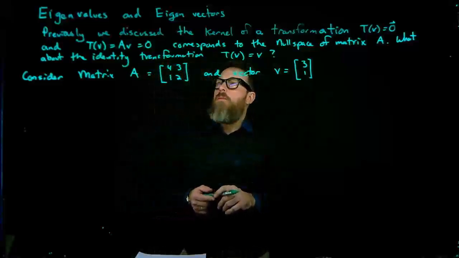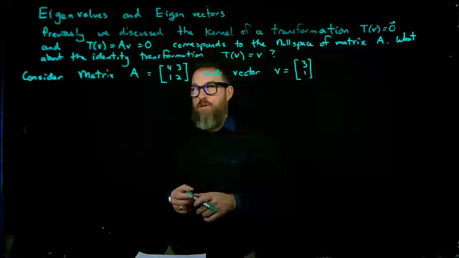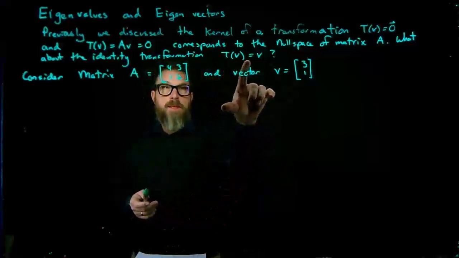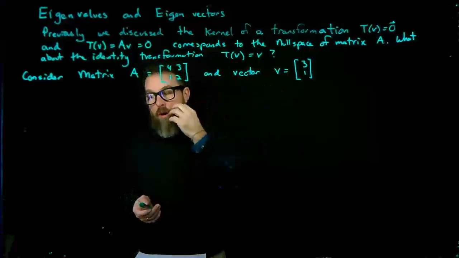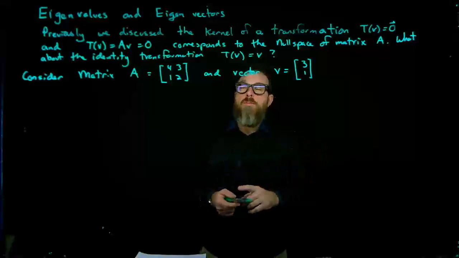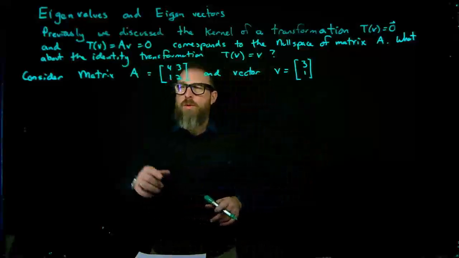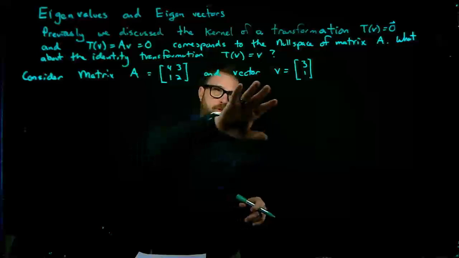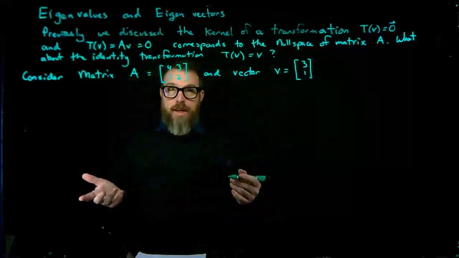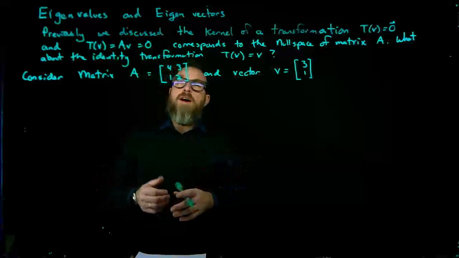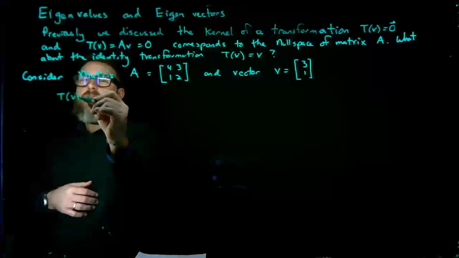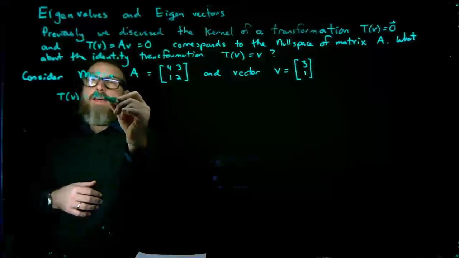So we've talked about when this matrix multiplication is equal to 0, when the transformation spits out 0, but what about, say, the identity transformation? What about when T of v is equal to itself? So when does the vector v map or transform directly to itself? So I want to consider this matrix A and this vector v, and I'm going to do multiplication. T of v is defined through matrix multiplication.